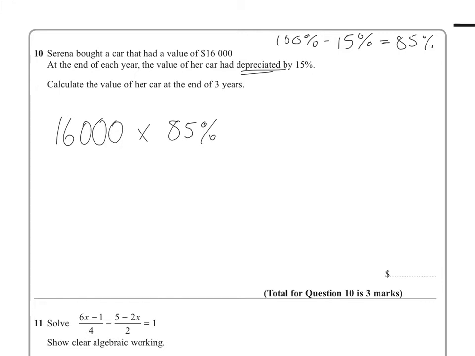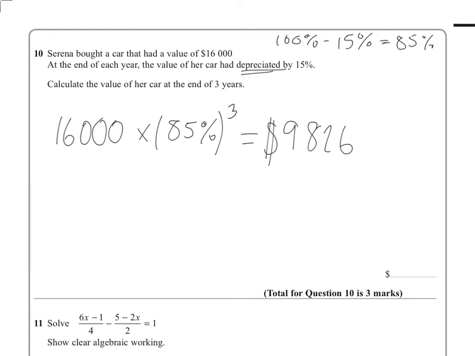So if I was to do 16,000 times 85%, that would be the amount after the first year. Timesing then that amount by 85% again, and 85% again, would give me the amount at the end of the third year. An alternative way of doing that is just to raise it to the power of 3, 3 being the number of years after having bought the car. 16,000 times 85% to the power of 3 gives you a value of $9,826.